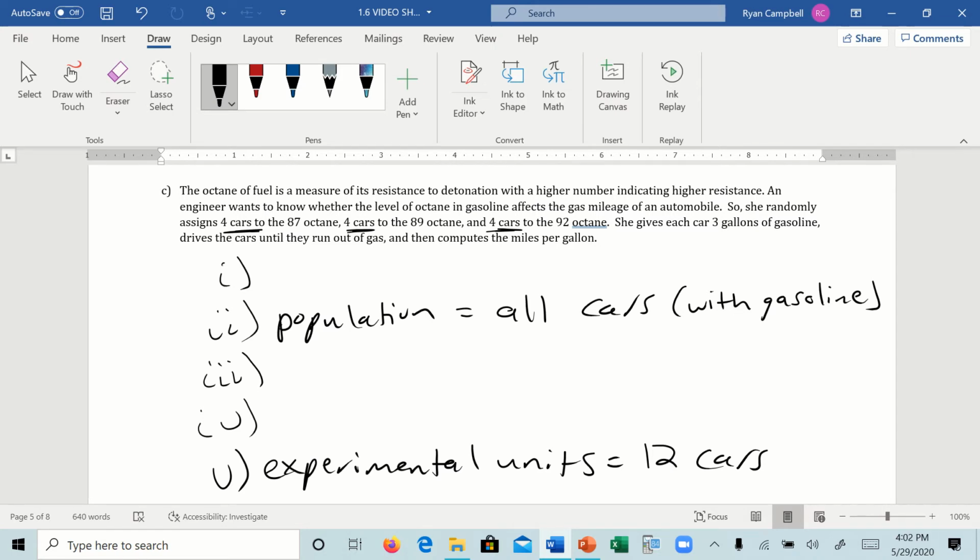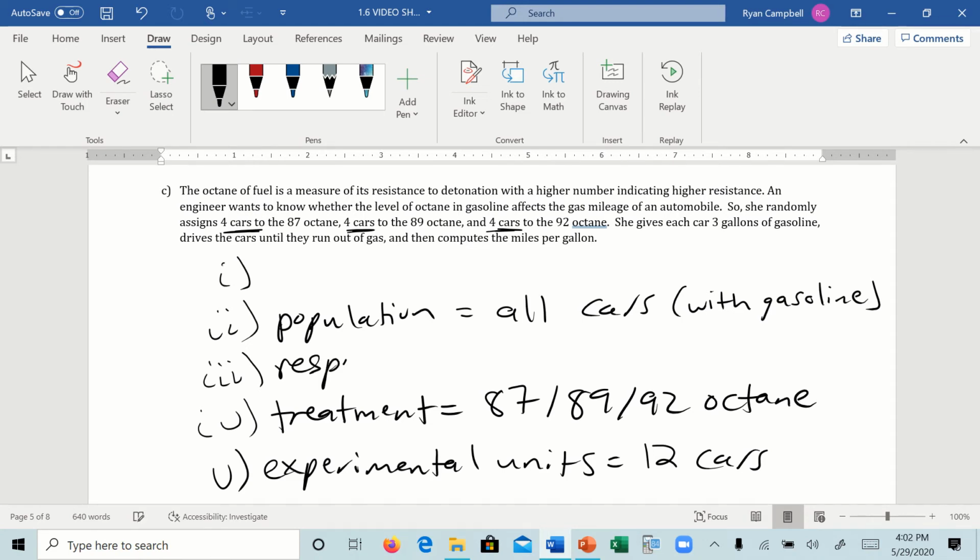Or garbage or something. Yeah, so if you notice, these numbers might look familiar because these are the ones that we see at the gas station, right? Most of us will see. So that's just all this is. This is the regular, the supreme, and the premium, something like that. Good. All right. What is the treatment? That's pretty easy, right? It's the 87, the 89, and the 92 octane gas.